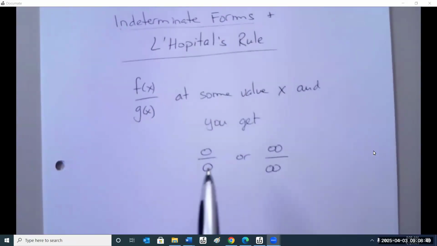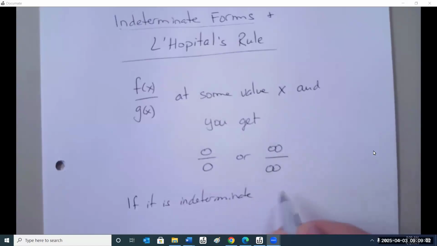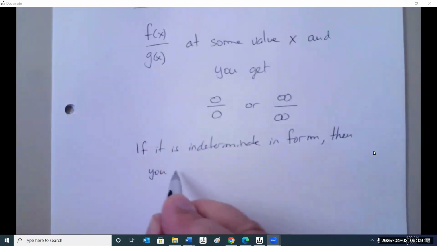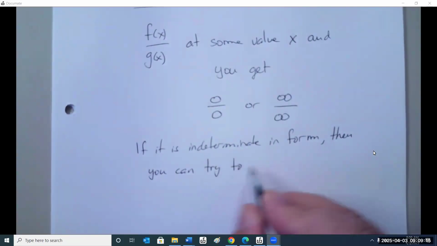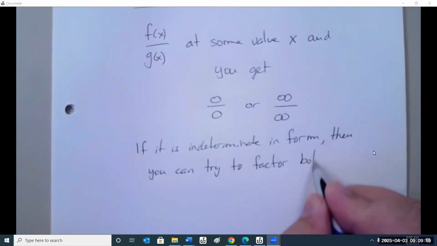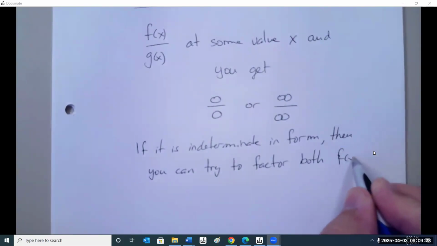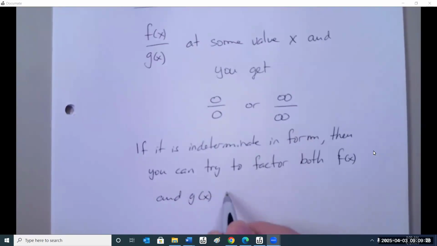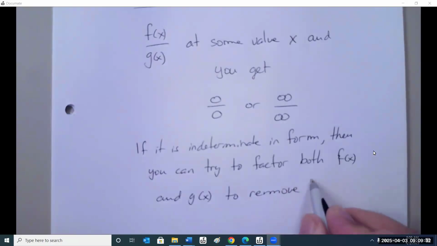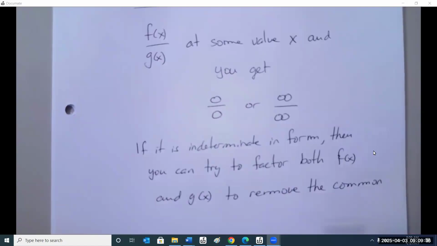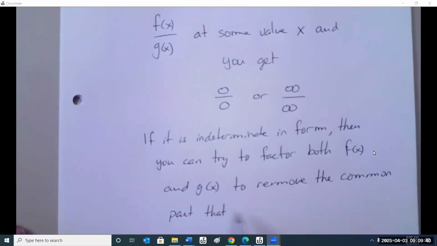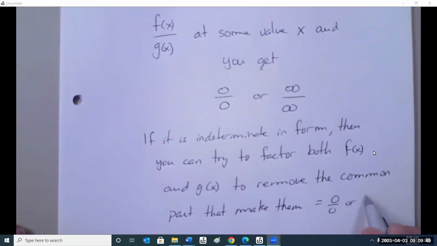But the beautiful thing is, if it is indeterminate in form, then you can try to factor both f of x and g of x to remove the common part that makes them equal 0 over 0 or infinity over infinity.